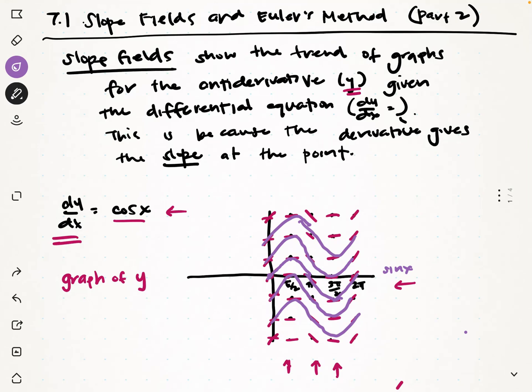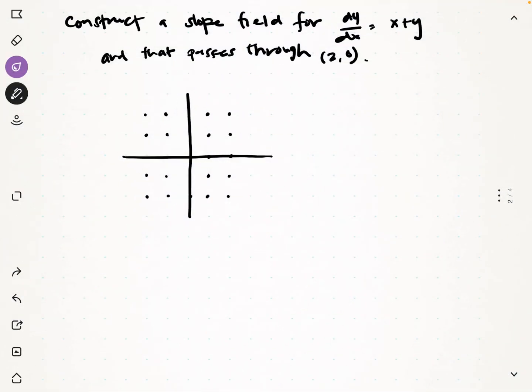Okay, so let's try this same idea using slope fields on a different equation. Now this equation is going to have an x and a y in it. So our dy dx is going to be x plus y. And we're going to do fewer points here. We're just going to keep it simple. And it says construct a slope field for dy dx that passes through 2, 0.